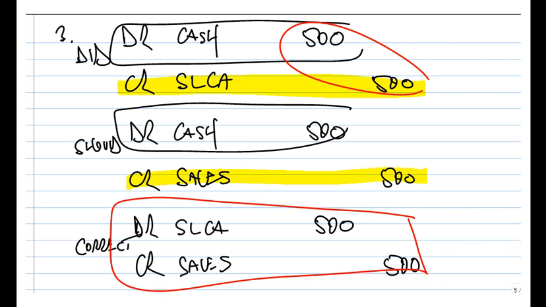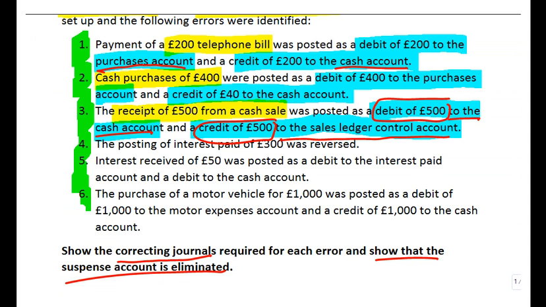Well, what about error number 3? So, the posting of interest paid of £300 was reversed. Now, reversed just means they posted the double entry the wrong way round. And what you've got to be careful about here is, unlike the first 3 errors, it hasn't actually specifically told me what the double entry they posted was. We'll actually be expected to work that out for ourselves, because we should identify what posting interest paid would be, and we should be able to therefore work out what the reversal would be.